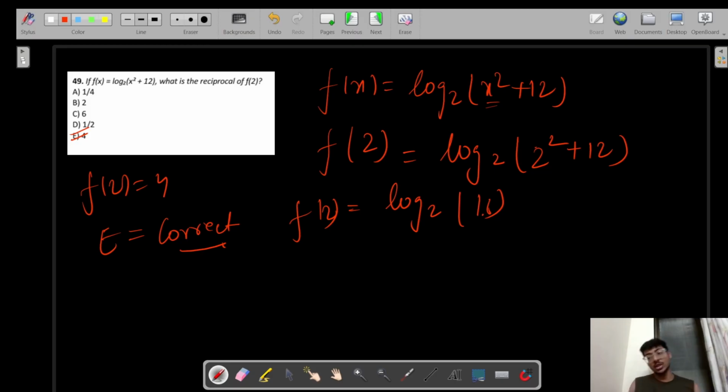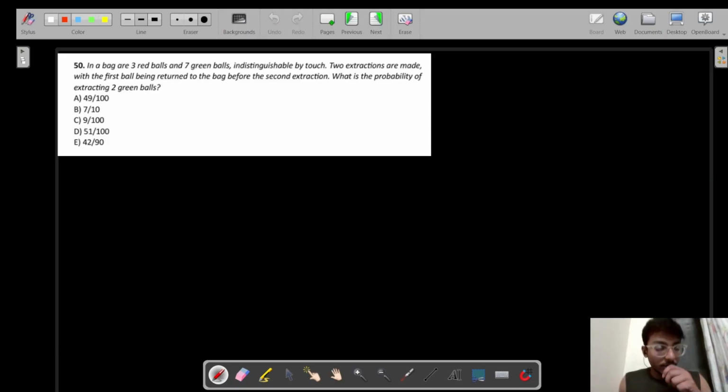Fine. So this is how we solve these function problems, where you just put the value of the constant instead of the variable, right? So this is our third question from last year.